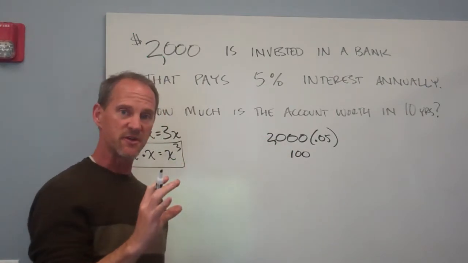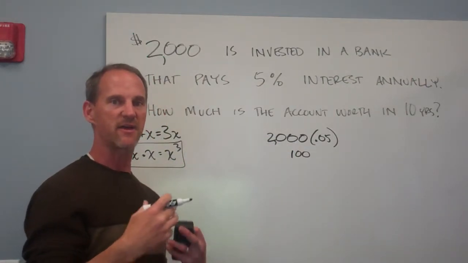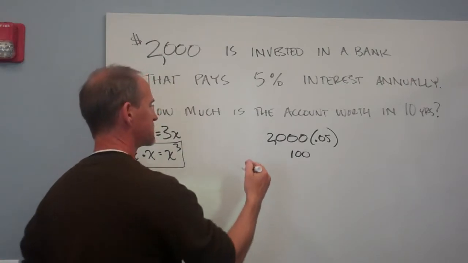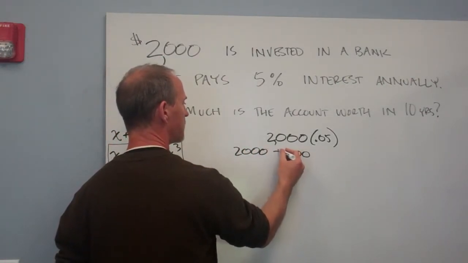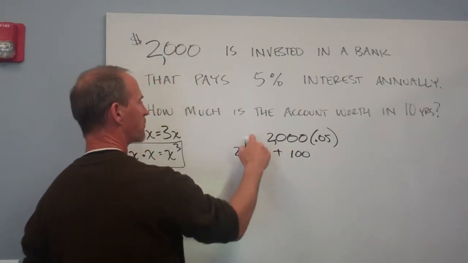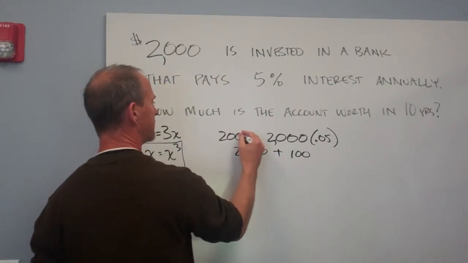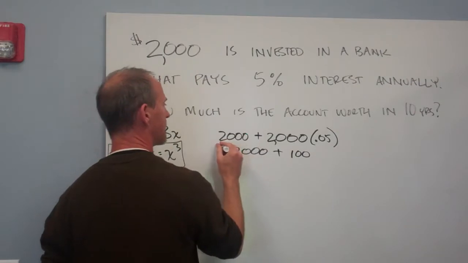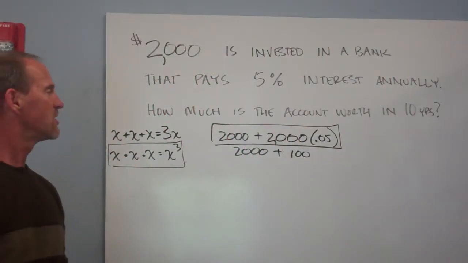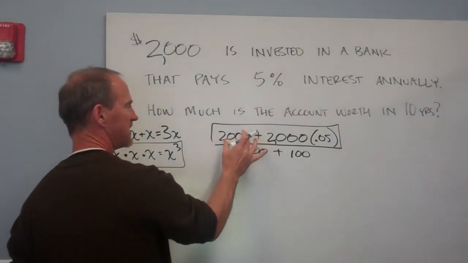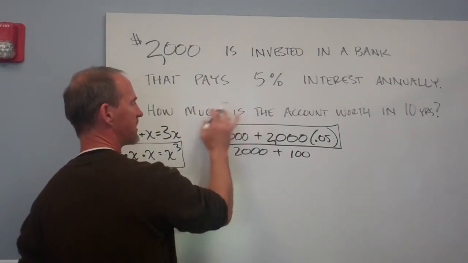But that's only the interest. And of course, if you go to the bank, you're going to get back your original investment plus the interest. So we'd add on to that $2,000 plus that interest. So really our original expression would have been 2,000 plus the 2,000 times the interest. Okay? So what we can think of then is if we factor out the $2,000, right?